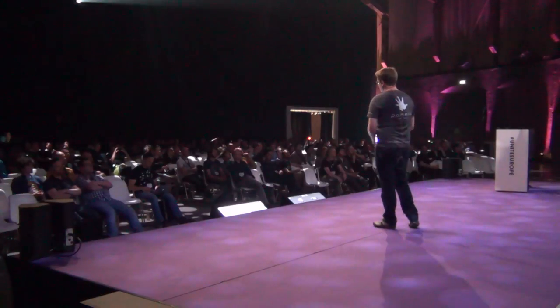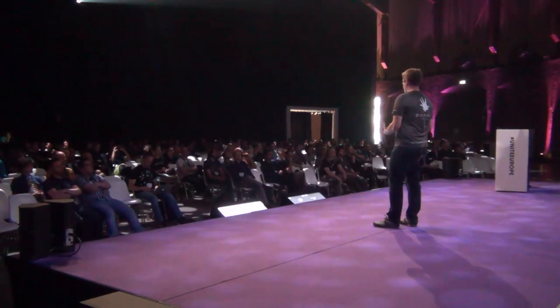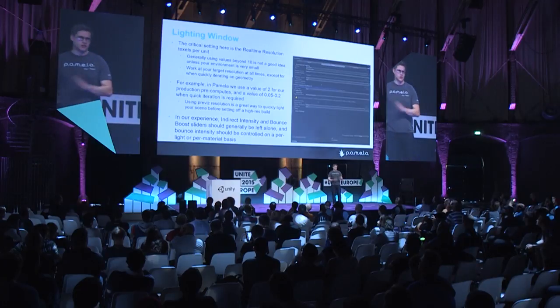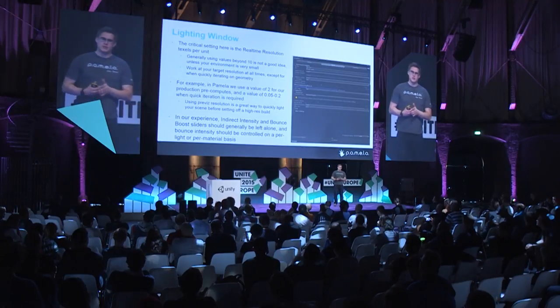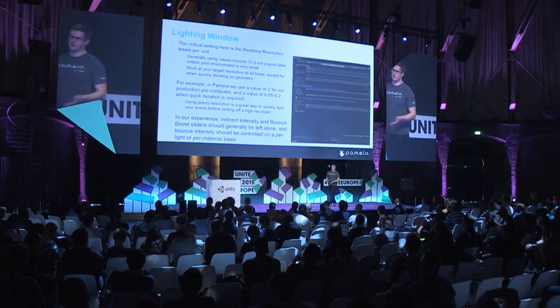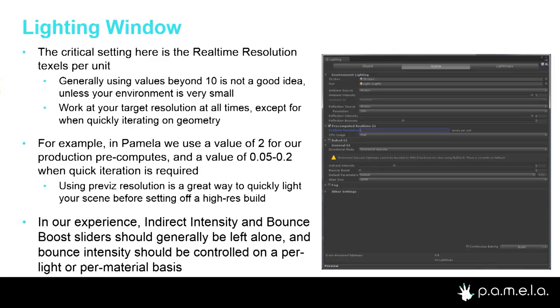And the last note here is really purely a personal preference that I've found. Indirect intensity and bounce boost basically change on a global scale how much your light is going to be bouncing, how much indirect lighting is coming into your scene. I would usually leave these alone because you can change these settings on a per light basis. They can give you some interesting effects as well, but you might set this to 2 at the beginning, and then forget, and a couple days later wonder why some lights are looking way stronger than you think they should. So I tend to leave them alone.